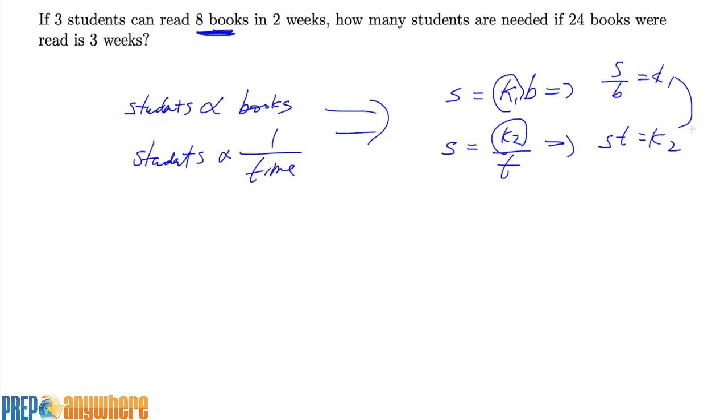Okay. If you combine these two, you get this: ST over B is equal to some constant. Okay. We can confirm this as well, and you have to understand that this is the same thing as this.